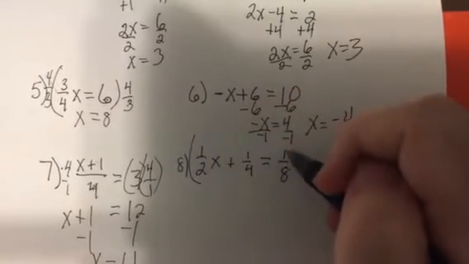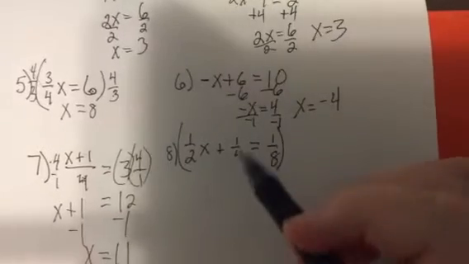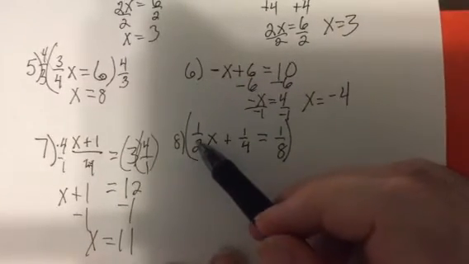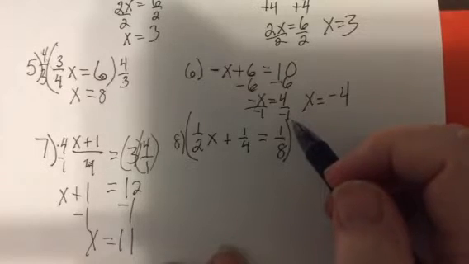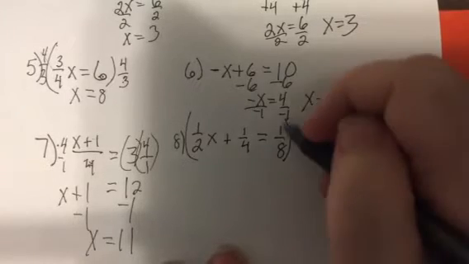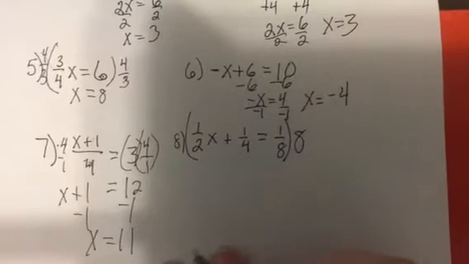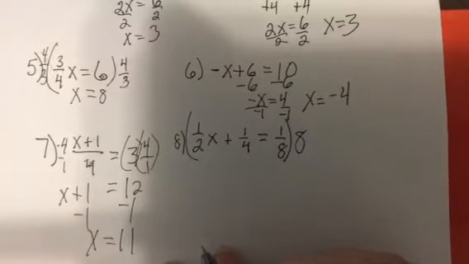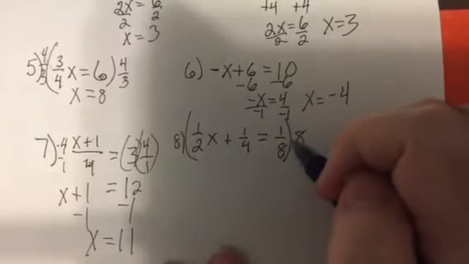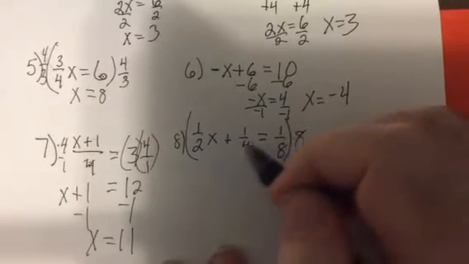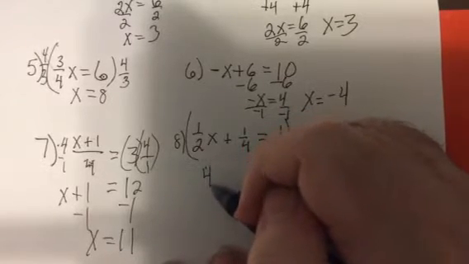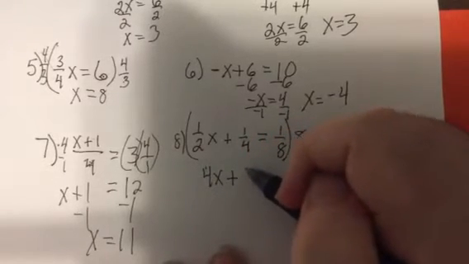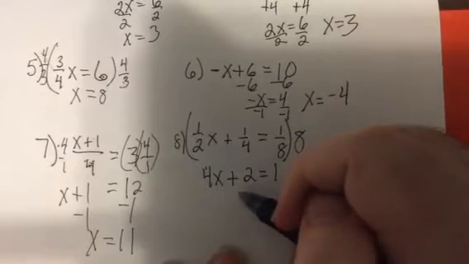Now this is a super tricky problem. Most people do better if they get rid of the fractions. So ask yourself, what number does 2 go into, 4 goes into, and 8 goes into? And that would be 8. So I'm going to multiply every term by 8, because in an equation, you can do what you want as long as you do it to both sides. So this would be 4x plus 2 equals 1.